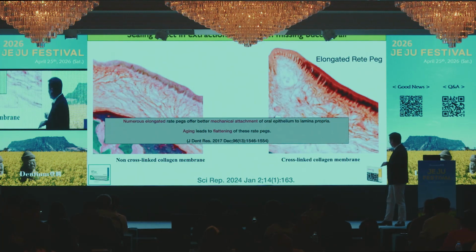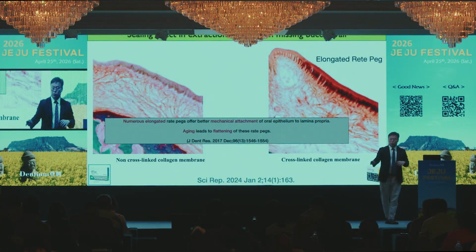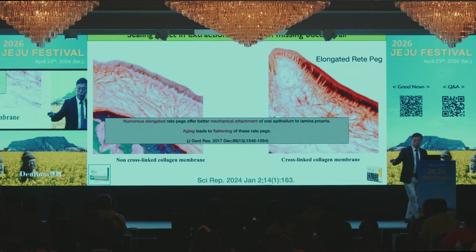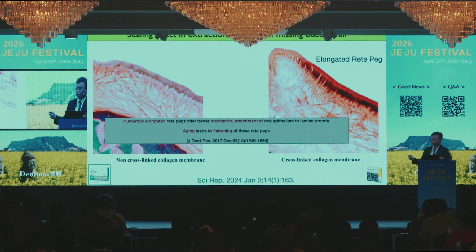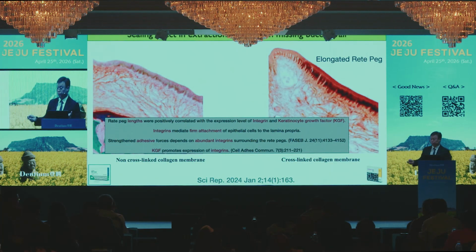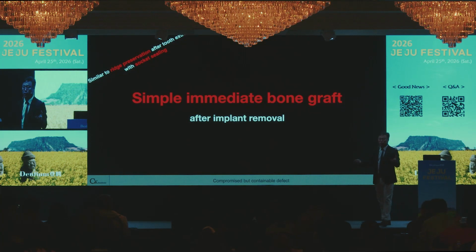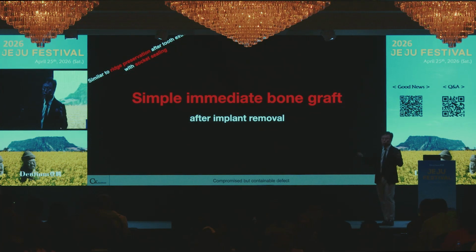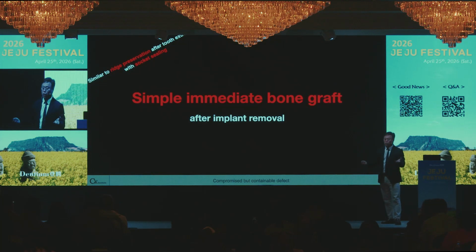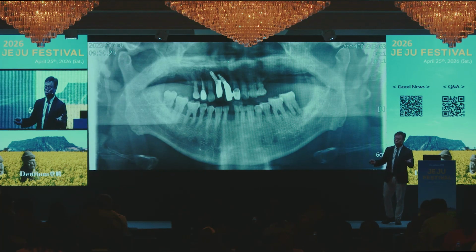So with this cross-linked collagen membrane, we can get better soft tissue around the implant. That's why for simple immediate bone graft, I always apply the cross-linked collagen membrane, which is X2D, X1D, collagen graft too. This is another case.